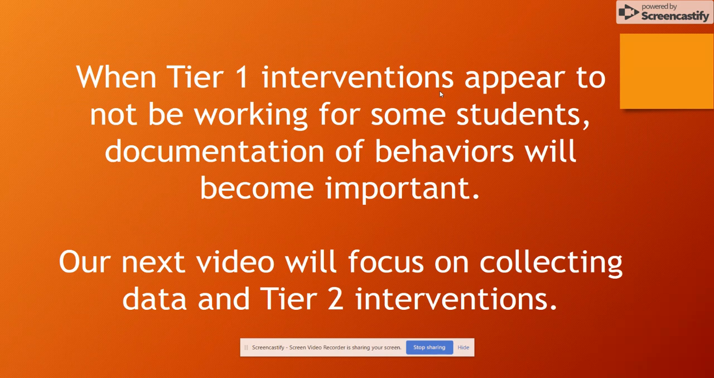When Tier 1 interventions appear not to be working for some of your students, documentation of behaviors will become important. Our next video will focus on collecting data and Tier 2 interventions.